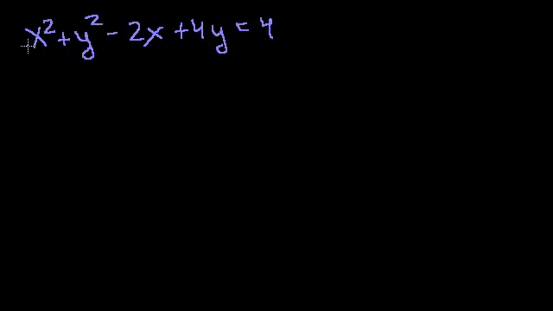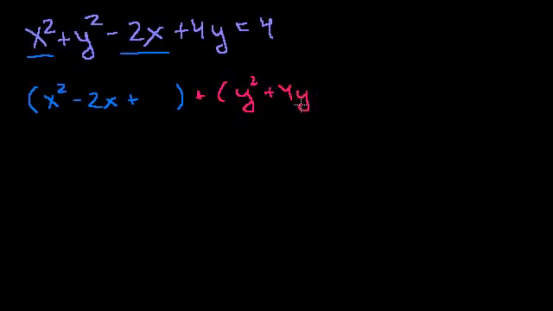And in this case in particular, their coefficients are the same number. They're both positive 1. So this is going to tell me that this is a circle. So let's get this into standard form and try to graph this circle. We're going to want to complete the square. So let's take the x terms, and we get x squared minus 2x plus something to complete the square later on, plus the y squared terms, y squared plus 4y plus something, is equal to 4.